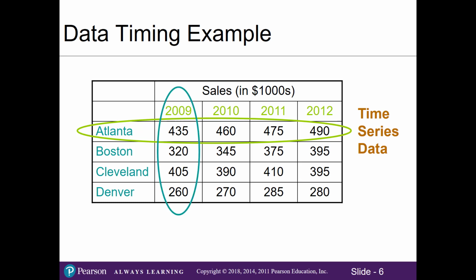However, if we look down the column for 2009, this is considered cross-sectional, since we're taking a single snapshot to just look at 2009, but over multiple cities: Atlanta, Boston, Cleveland, and Denver. Again, think time series is a series of time periods and cross-sectional is a single snapshot in time. And you can have both in the same set of data.